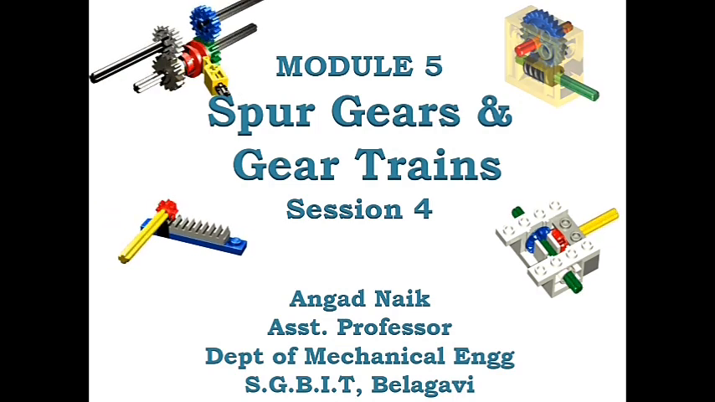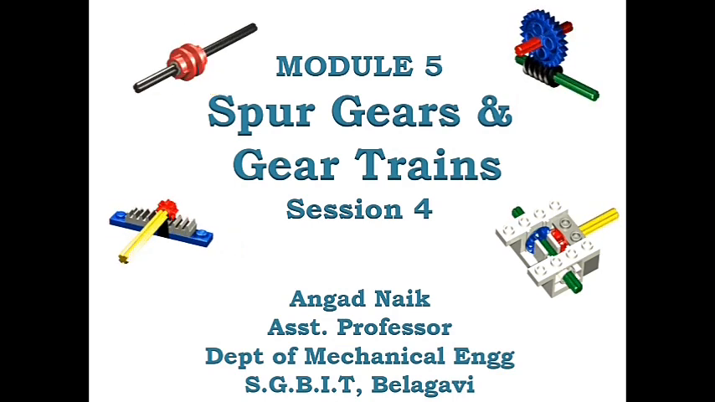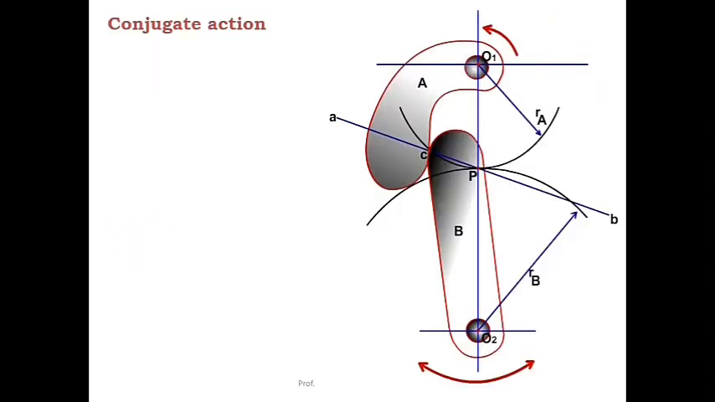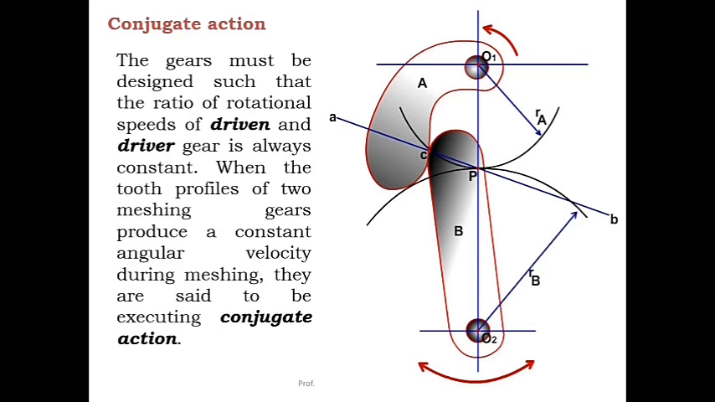Today, we'll try to discuss conjugate action in this session. Gears must be designed such that the ratio of speed of driven and driver gear is always constant. When the tooth profile of two meshing gears produces a constant angular velocity during meshing, they are said to be executing conjugate action. This we'll try to analyze with the help of animation.